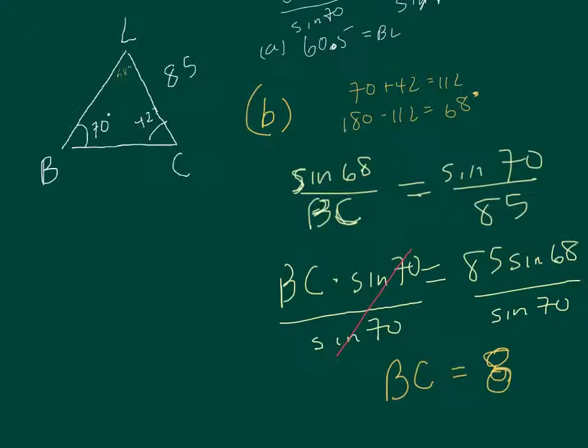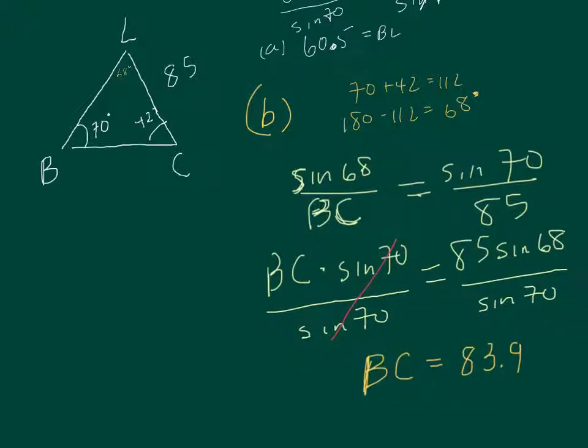There we go. BC is equal to 83.9. Hope the video made sense and you learned something.